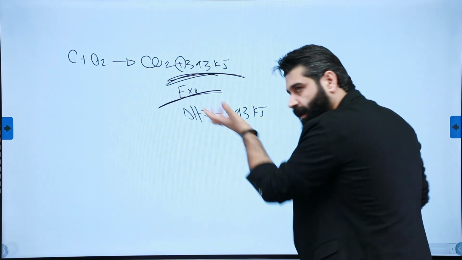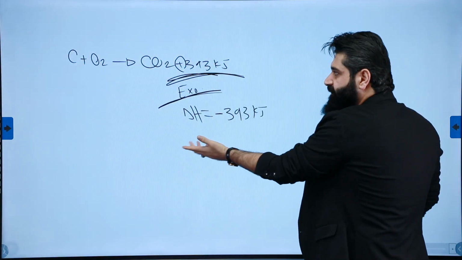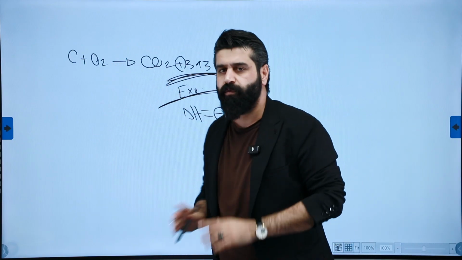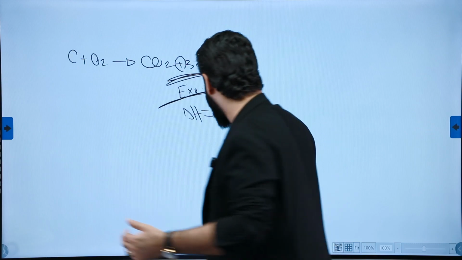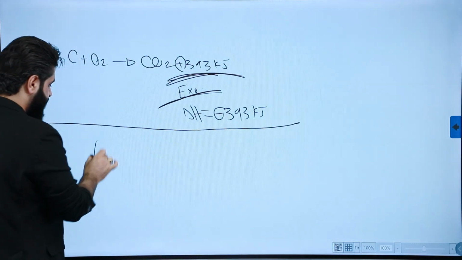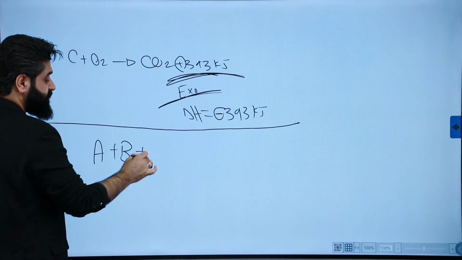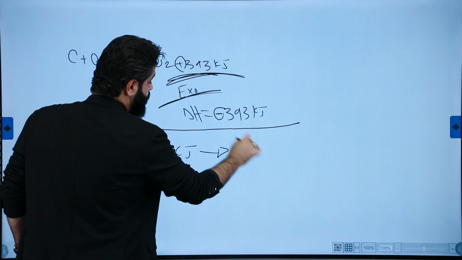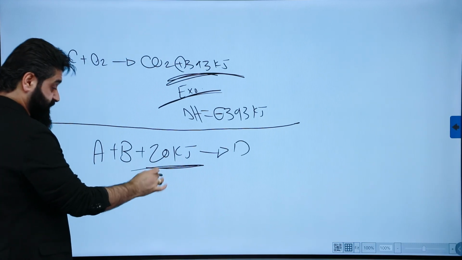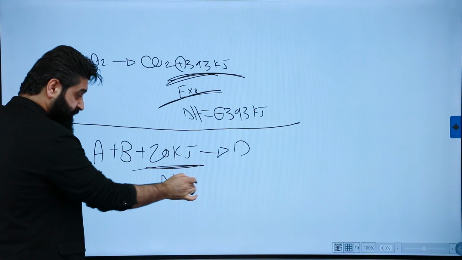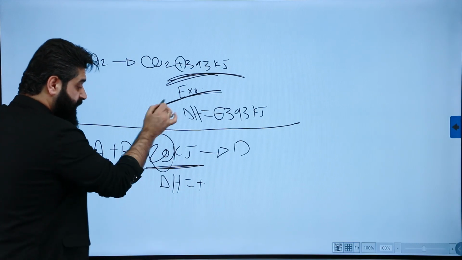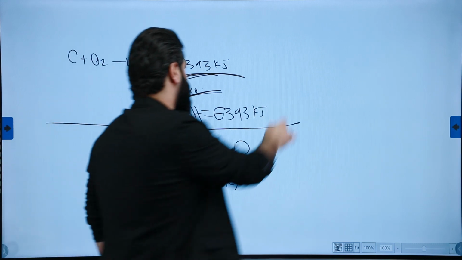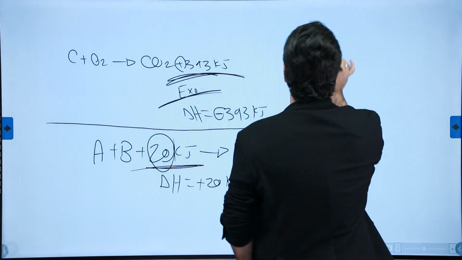But once we take out the value of delta H, if it's at the product side, we will add negative. If it's at the reactant side, we will add positive. Another example: A plus B plus 20 kilojoules to form D. What is this inside of the reaction? This is delta H, and it's endothermic, so it must be positive. The amount is 20 kilojoules. Good. Another example. So now, assume we have this reaction.